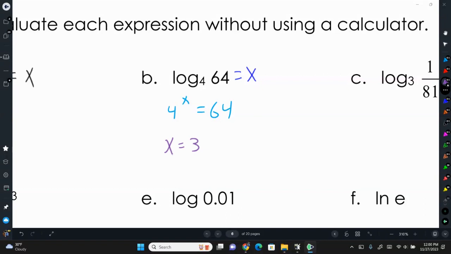Now, another way you could have thought about this is to say, well, 64 is really 4 to the 3rd power. Rewrite it that way and say, well, since my bases are the same, my exponents must be the same as well. So either way works.